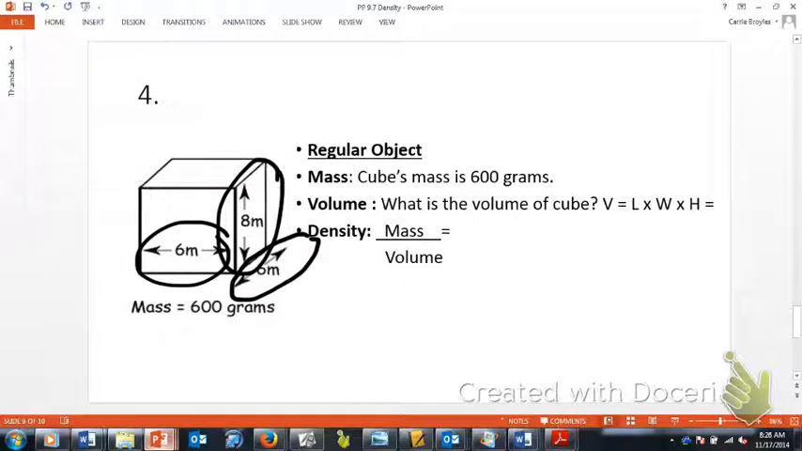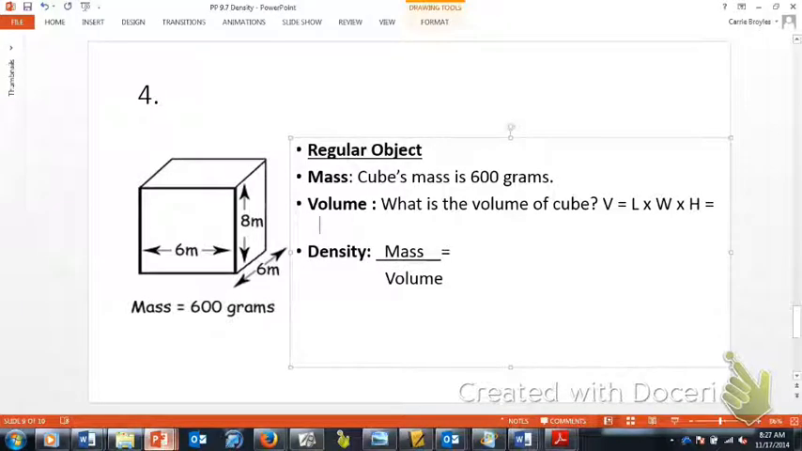Once again, I've given you the mass of this cube. The mass is actually 600 grams. The volume, we have to actually work out a math problem here, so we're going to have to figure out and substitute our numbers in. Volume equals length times width times height, so we're going to substitute the numbers. So the length, like I said before, is 6 meters. The width is also 6 meters, and then the height is 8 meters. So when we multiply all of that out, we end up with, my trusty calculator, 288 meters cubed.